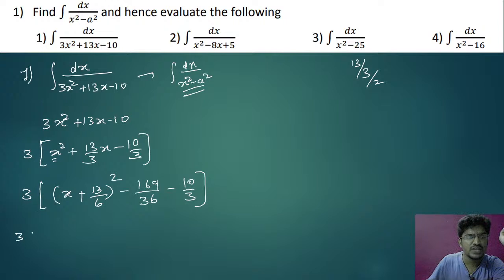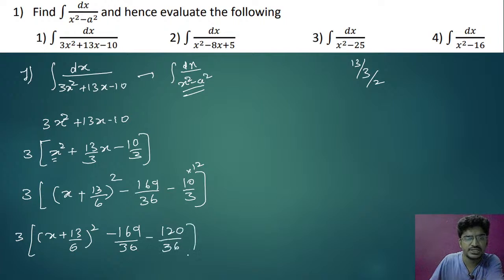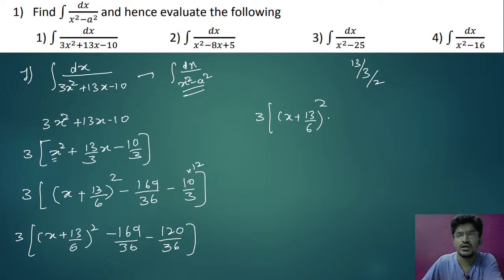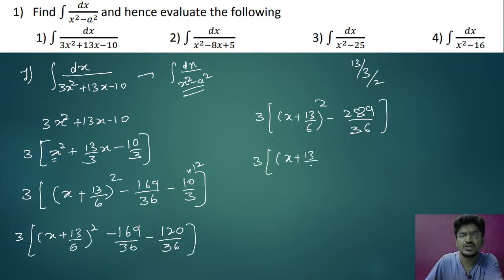Now you see, 3 times x plus 13 by 6 whole squared. Here you have to take the LCM. LCM will be 36, so multiply it with 12. So that will be 169 divided by 36 minus 120 divided by 36. Now this will be 3 times x plus 13 by 6 whole squared minus, if you sum this, you are going to get 289 by 36.